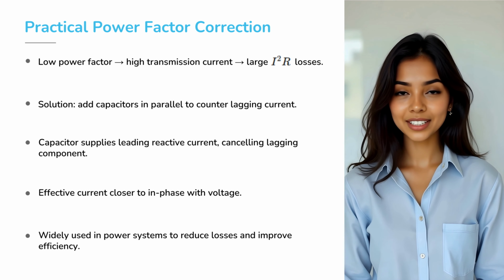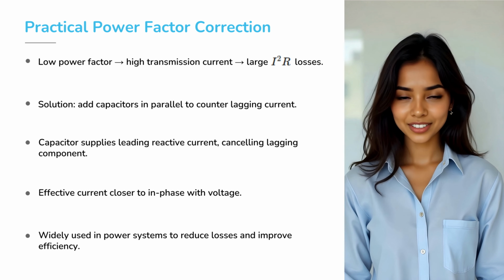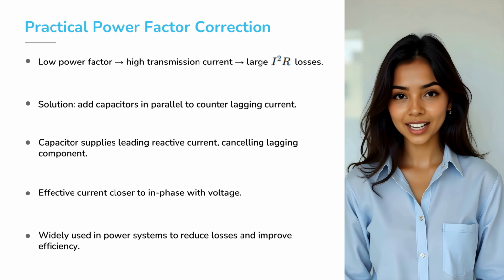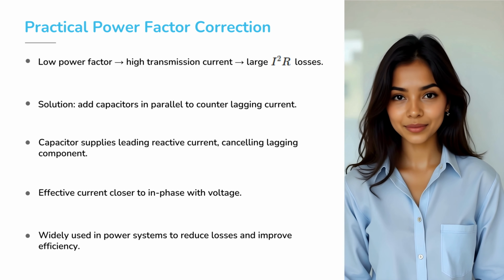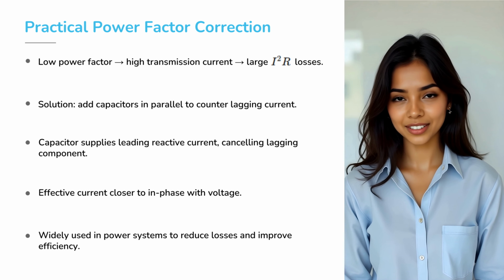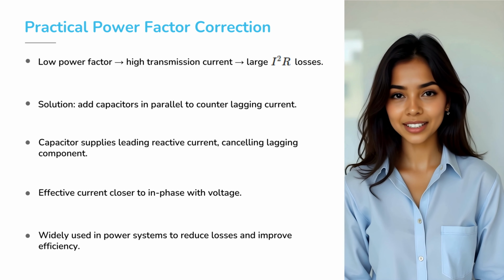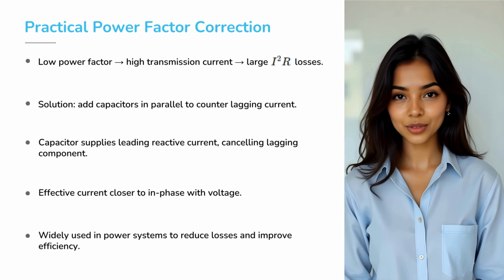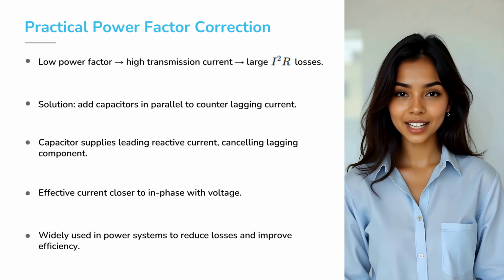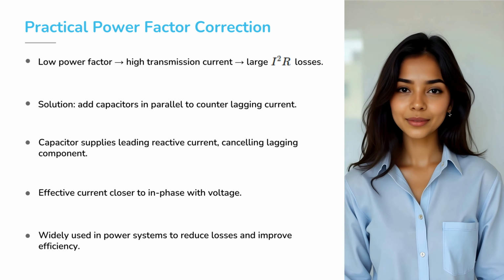In fact, this method is widely used in power systems, industries, and even big buildings to reduce losses and improve efficiency. Quick insight: a capacitor bank in a factory is like a fitness coach for electricity. It keeps the current in sync, reduces wasted effort, and ensures maximum efficiency in every workout of the power system.